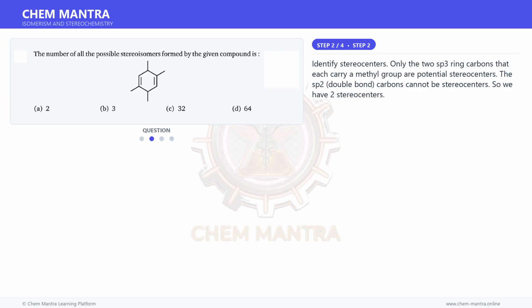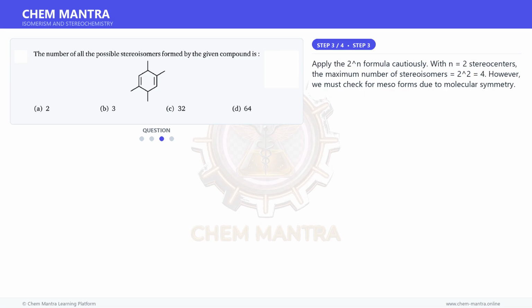Identify stereocenters. Only the 2 sp3 ring carbons that each carry a methyl group are potential stereocenters. The sp2 double bond carbons cannot be stereocenters. So we have 2 stereocenters. Moving on to the next step. Apply the 2^n formula cautiously. With n equal to 2 stereocenters, the maximum number of stereoisomers is 2^2, which is 4. However, we must check for meso forms due to molecular symmetry.